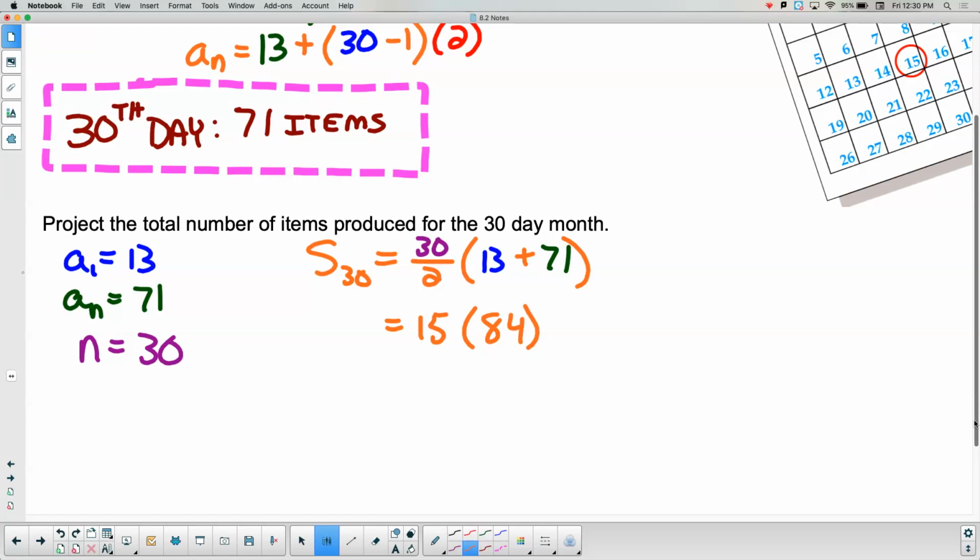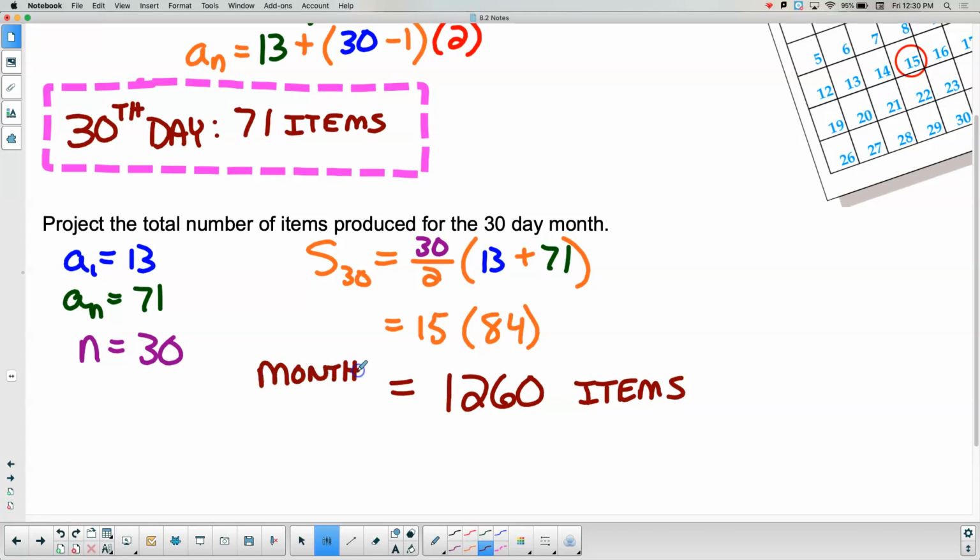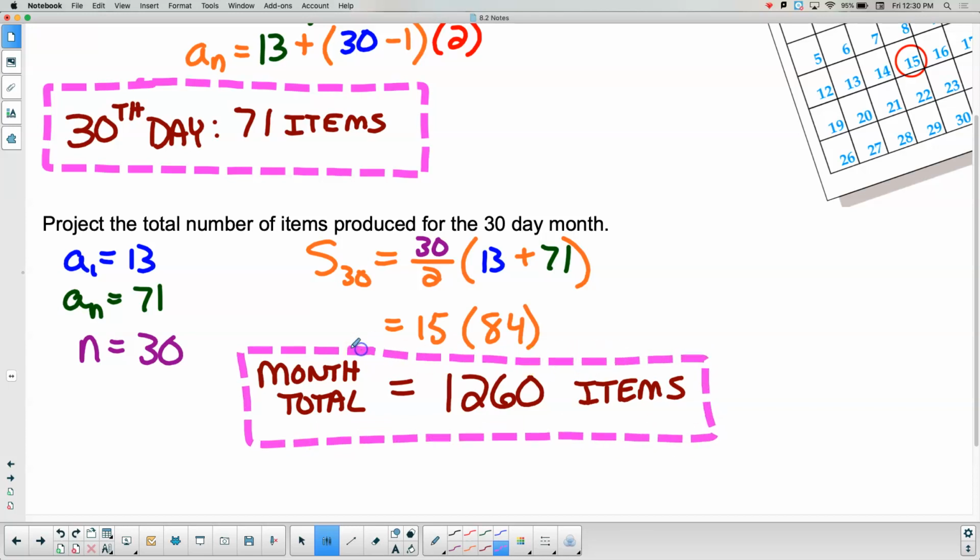1,092? What? 1,260. That's what I got. 1,260 sounds a whole lot better because it's got to end in a 5 or a 0, because we're multiplying by 15. Do you understand that when you multiply by something that ends in 5 or 0, the result can only end in 5 or 0?